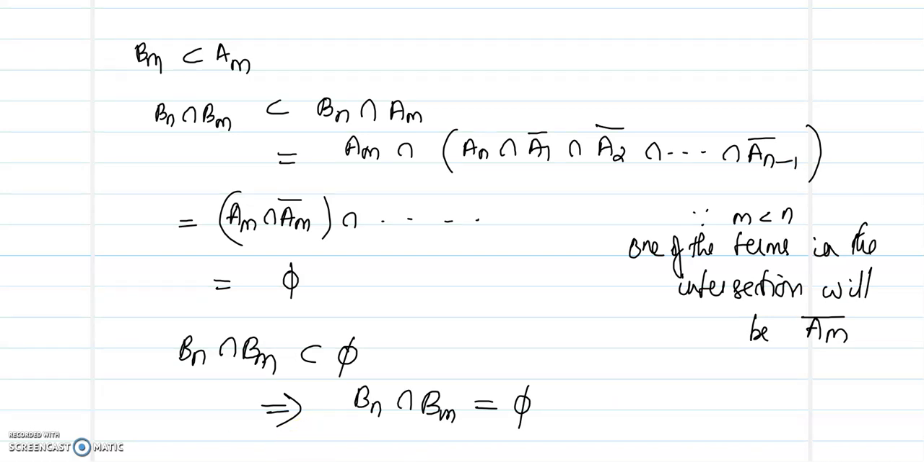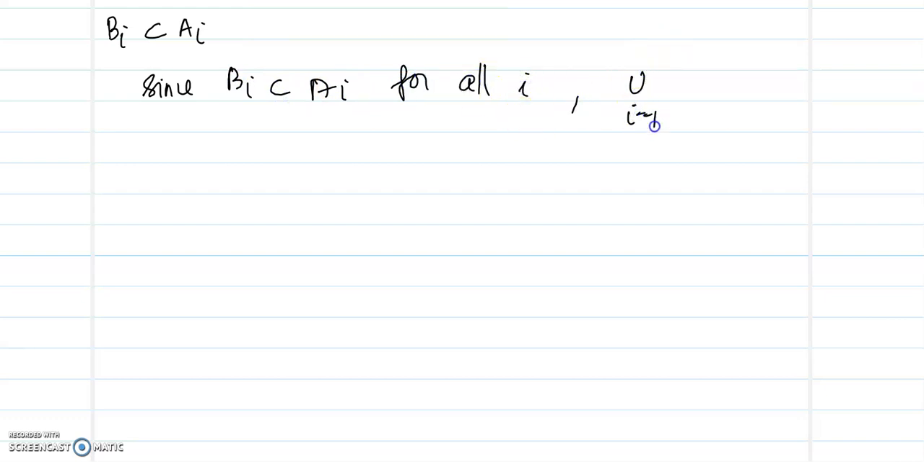Now we need to show that union i equal to 1 to infinity bi is equal to union i equal to 1 to infinity ai. That is, if you take x contained in one of the unions, we must show that x belongs to the other. So we must show it both ways. As we know, each bi is contained in ai. So union of bi's will be contained in union of ai's. Now if you can show that union of ai's is contained in union of bi's, then both will be equal.